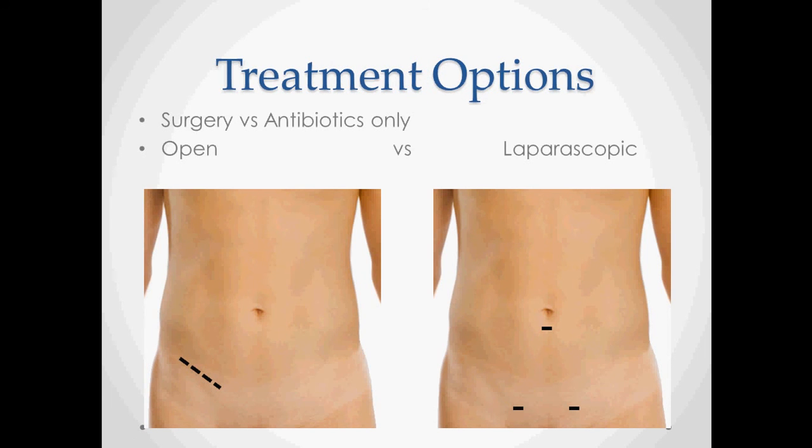So appendicitis, generally you treat it with surgery. There are instances where you will watchfully wait if there's a high risk for surgery and the symptoms are not severe. You may hold off on surgery, but most of these people need to go to surgery so we can prevent rupture and the infection that comes after that. So you can do an open appendectomy. You can also do laparoscopic appendectomy.